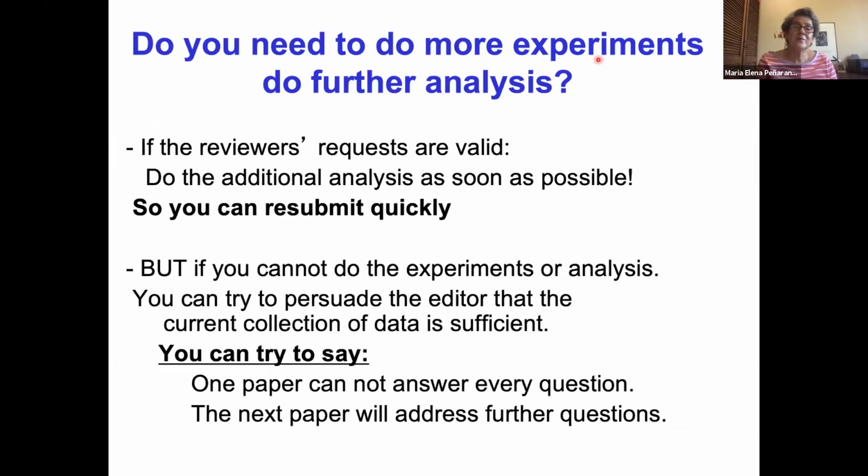You don't need to do more experiments to do further analysis. It depends. If the review requests are valid, do the initial analysis as soon as possible, and then you can resubmit quickly. Sometimes they want you to do other tests on the same set of samples. But if you cannot do the experiment or analysis they request, you can try to persuade the editor that the current collection of data is sufficient. So you can try to say, one paper cannot answer every question. The next paper will address these other questions.